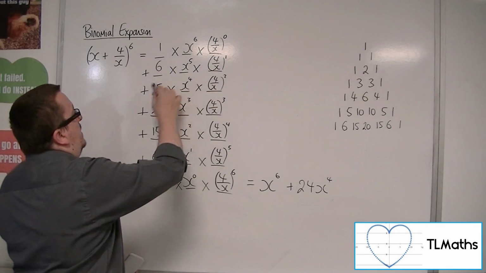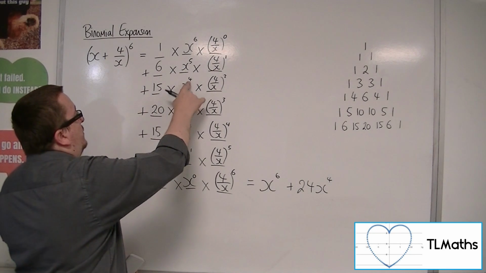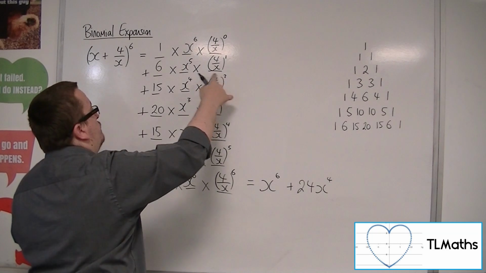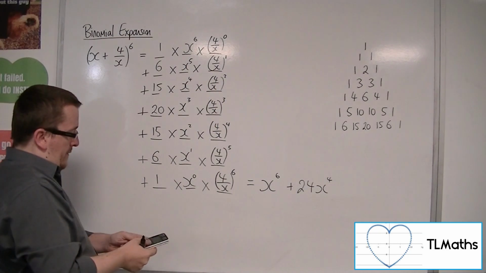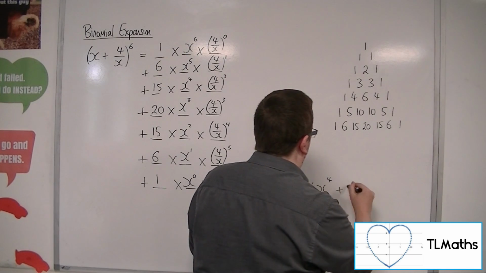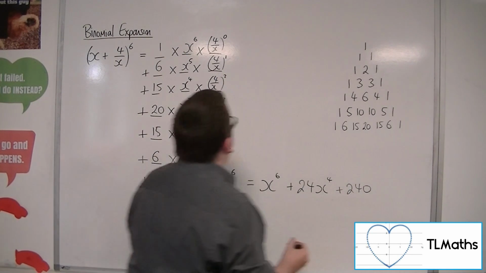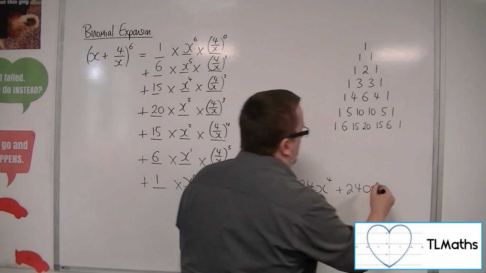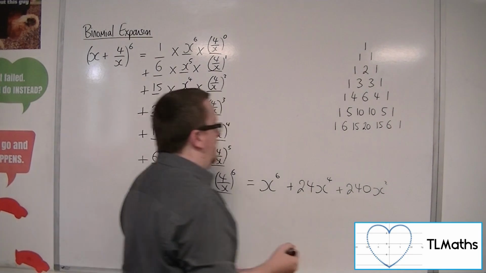Then with this term, you've got 15 times x to the 4 times 4 over x squared. So that's 16 over x squared there. So we're going to have 15 times 16, so 240. And you've got this x to the 4 divided by x squared. So you just get left with x squared.